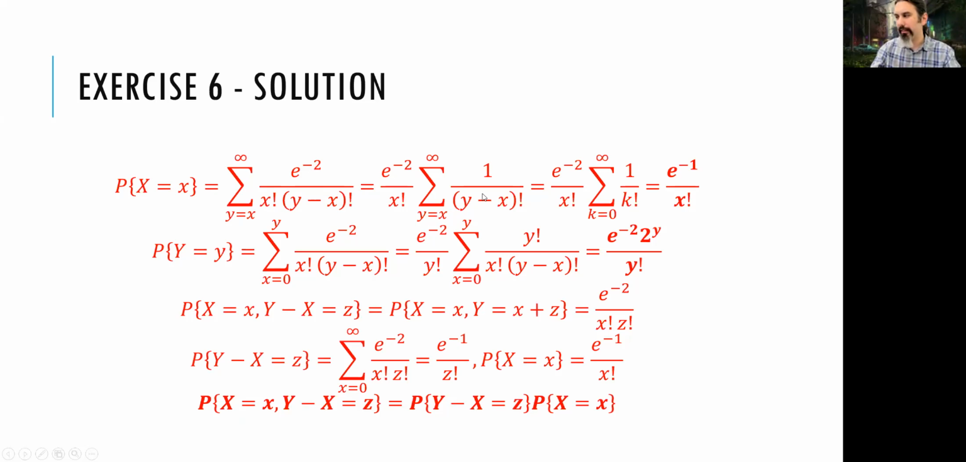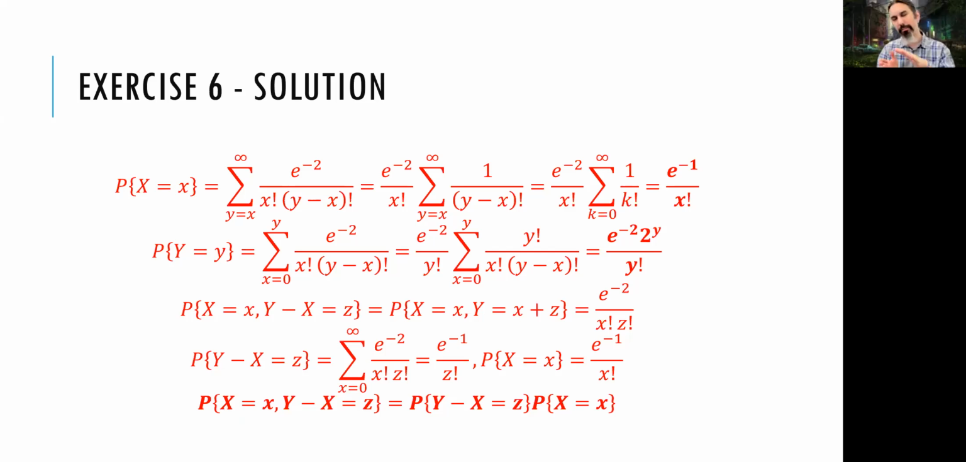Now, instead of writing y minus x, I'm going to write k. So if I replace y with x over here, y minus x is going to be 0. So when I write k, I'm going to get k from 0 to infinity, the summation of 1 over k factorial. Now, this is something we already know. You may not remember it, but this summation is equal to e, the natural number. So I'm just going to write e instead of this summation, which is going to be simplified by this e to the power of minus 2, which is going to give me e to the power of minus 1. Now, this is, let's say, the marginal PMF of x.